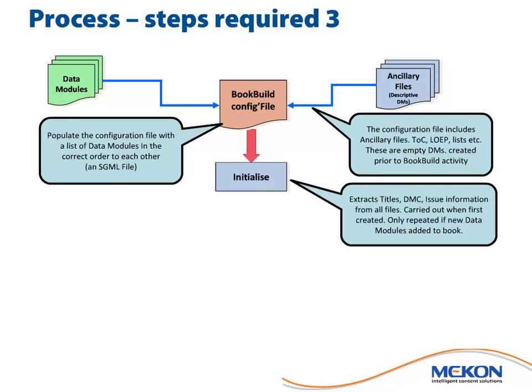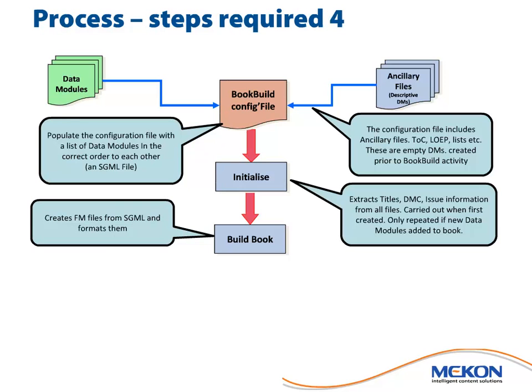So having got the files that we need inserted into the configuration file, we then need to carry out a process which is called initialization. So we initialize it. And what that does is to go through the book build file itself and extract all the associated data module codes, issue numbers, and data module titles from each individual data module. And it stores those inside the book build file itself. At this point, we build the book.